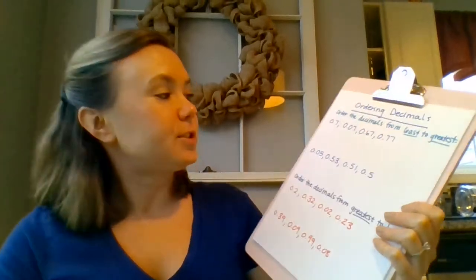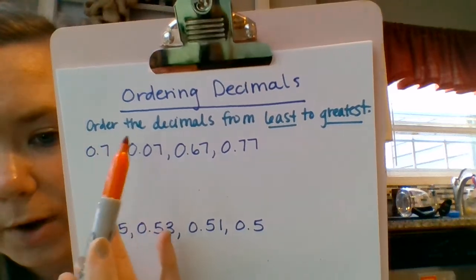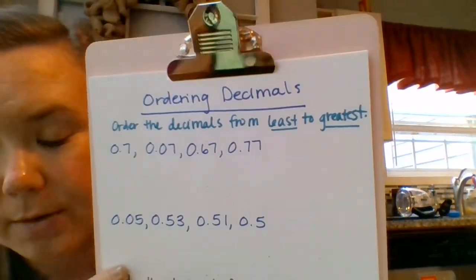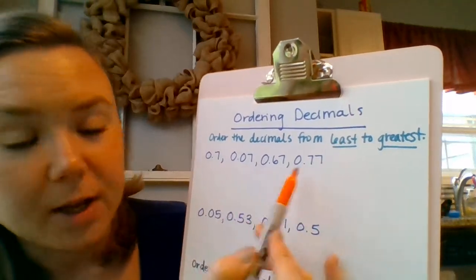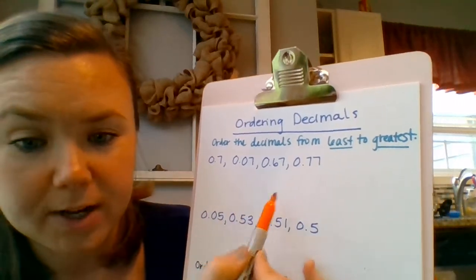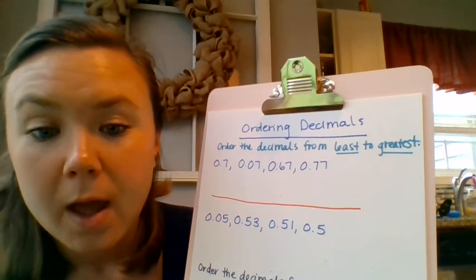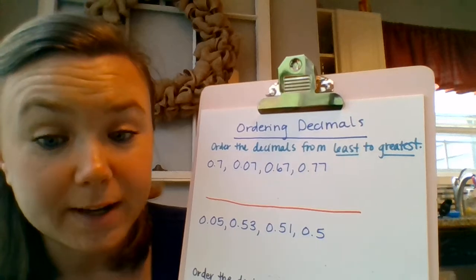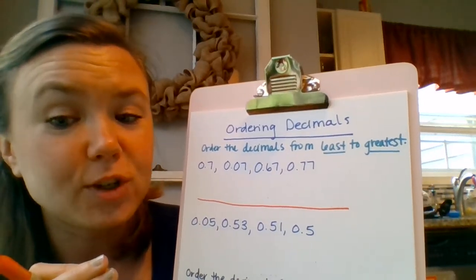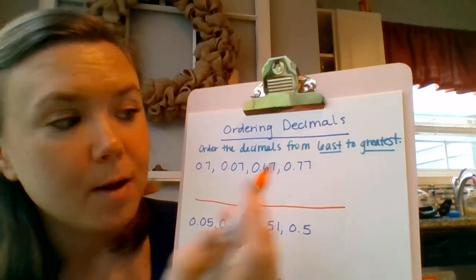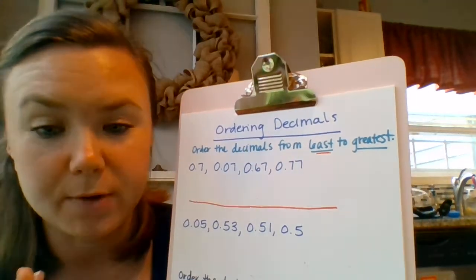So something I wanted to start with was ordering decimals from least to greatest. So you can see here, I have order the decimals from least to greatest, okay? So I'm going to take these 4, compare them, and then put them in order down here below. Maybe I'll make a line. I'm going to put them on my line. When I compare them, I'm going to start in the tenths place because that's my greatest place. And I'm going to be looking for not the greatest number, but the least, because I want to go least to greatest. I don't want to confuse myself.